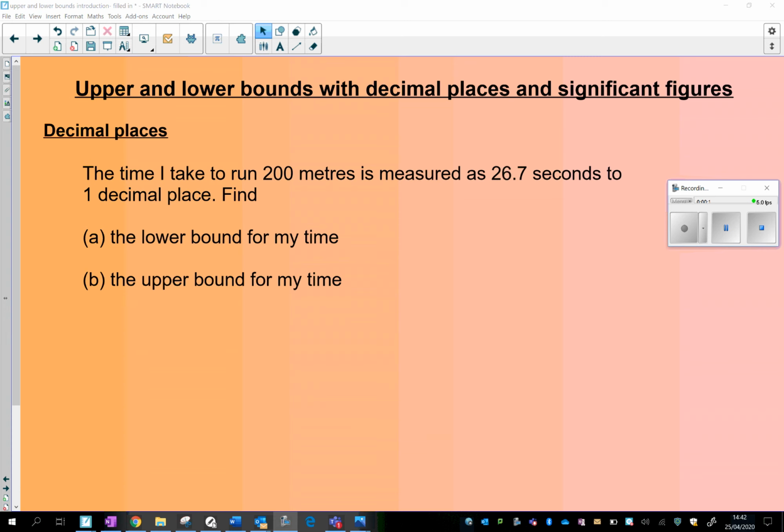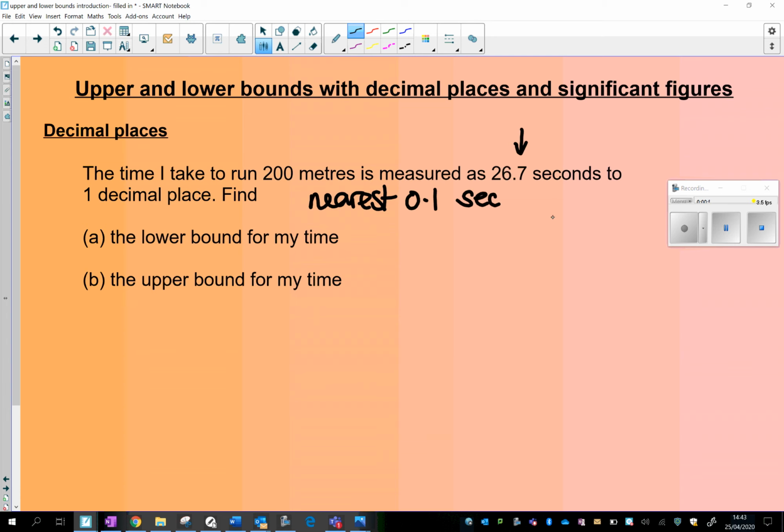So I've run 200 meters and it's taken me 26.7 seconds, which has been rounded to one decimal place. You can see it's rounded to one decimal place because there's only one number after the decimal point. Now, the easiest way to think of this is, okay, 26.7, if one decimal place, what's that the same as if I wanted to write it to the nearest something? Well, one decimal place, the number after the decimal point is the tenths column or the 0.1 column. So actually it's the same as rounding to the nearest 0.1 second.